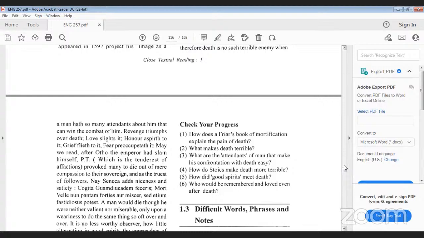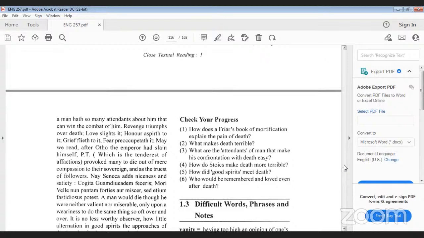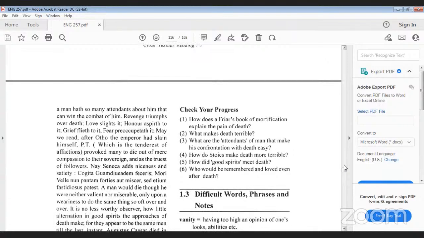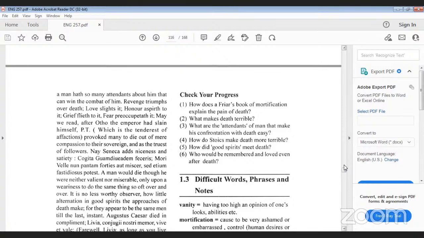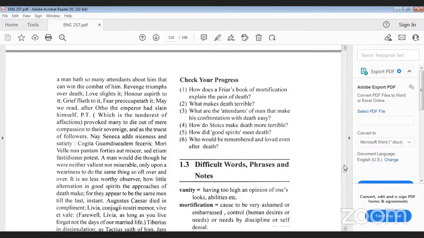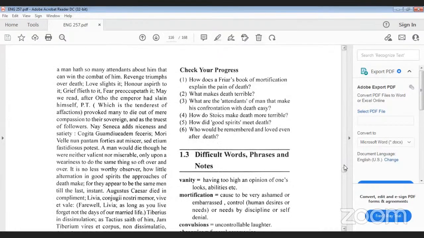Revenge triumphs over death, love slights it, honor aspires to it, grief flies to it, fear preoccupies it. Nay, we read, after Otho the emperor had slain himself, pity, which is the tenderest of affections, provoked many to die out of mere compassion to their sovereign, and as the truest of followers. Seneca adds: cogita quamdiu eadem feceris.